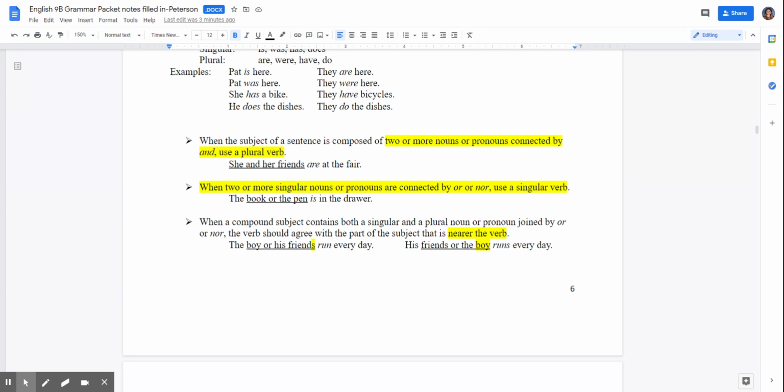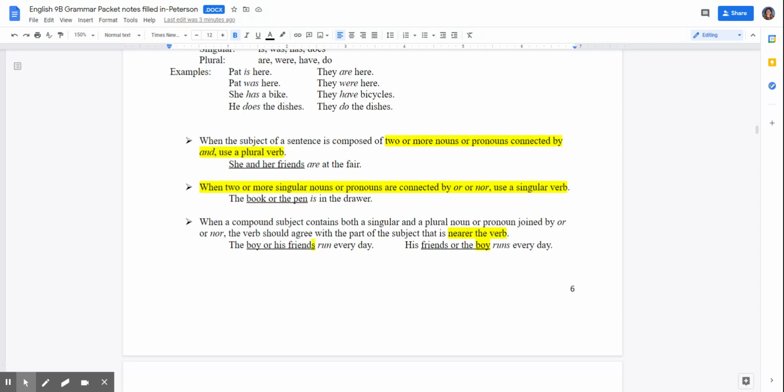When the subject of the sentence is composed of two or more nouns or pronouns connected by the word and, use the plural verb. She and her friends are at the fair. When two or more singular nouns or pronouns are connected by the words or nor, use a singular verb. The book or the pen is in the drawer.